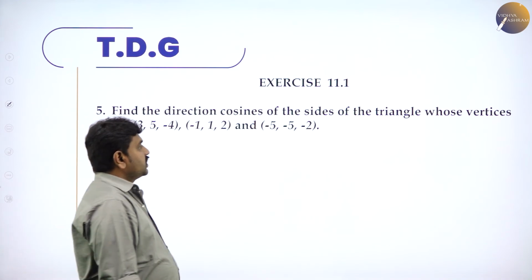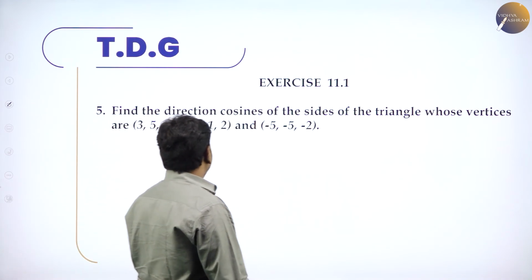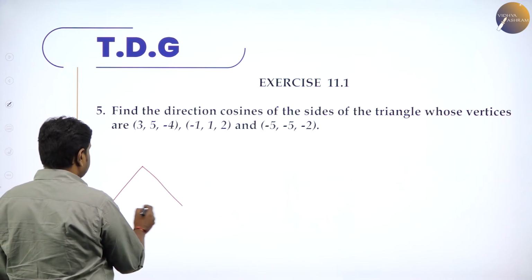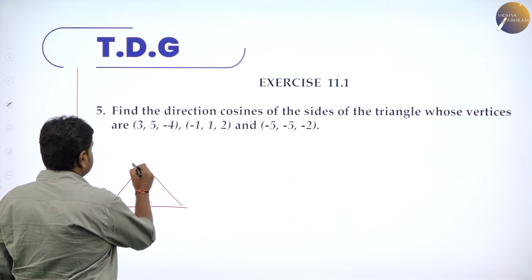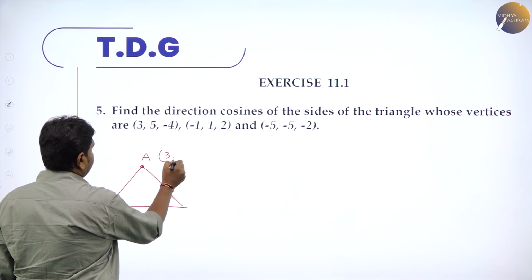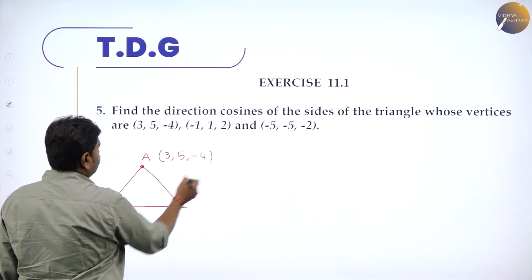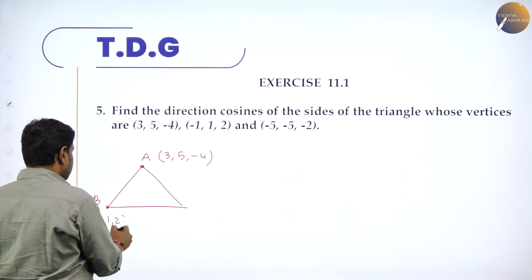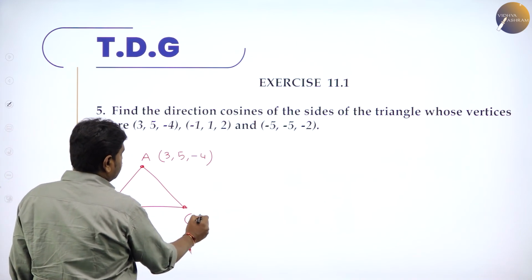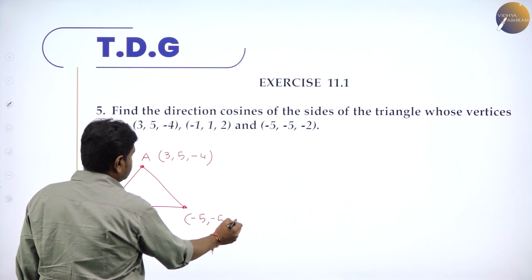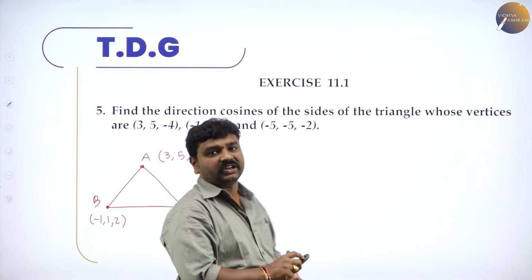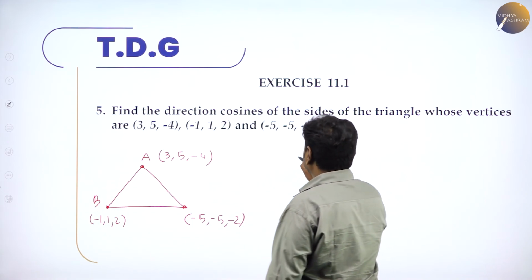Find the direction cosines of the sides of the triangle whose vertices are given. So I want direction cosines of sides. So vertices, vertex A is (3, 5, -4). Vertex B is (-1, 1, 2). Vertex C is (-5, -5, -2). They wanted to find direction cosines. For that, first you create vectors. So what is vector AB?